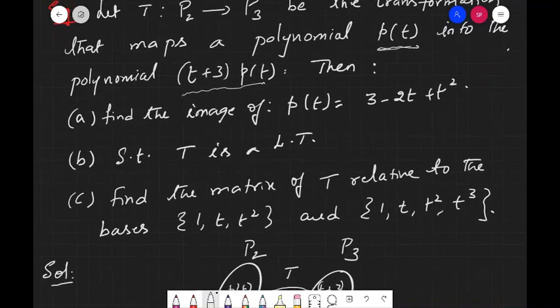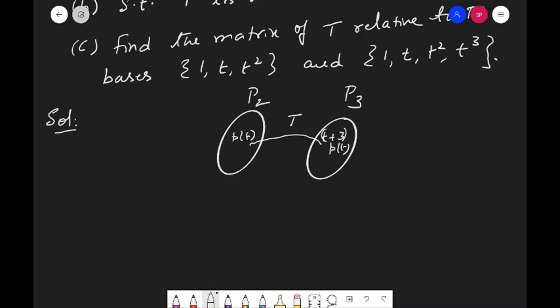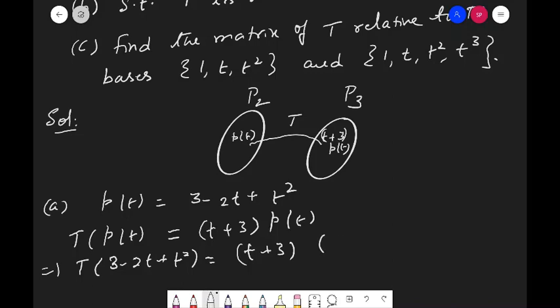Now, what is the next one? Part A is to find the image of p of t equal to 3 minus 2t plus t square. So, p of t is equal to 3 minus 2t plus t square. We need to find T of p of t, which by definition is t plus 3 into p of t. That implies T of 3 minus 2t plus t square is equal to t plus 3 into 3 minus 2t plus t square.